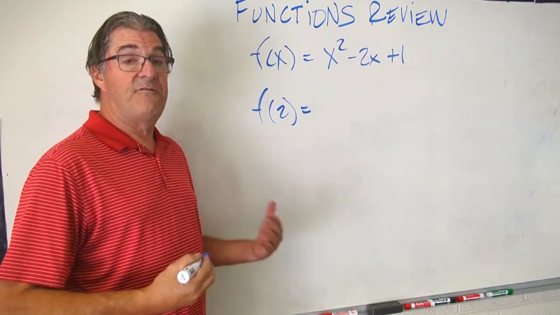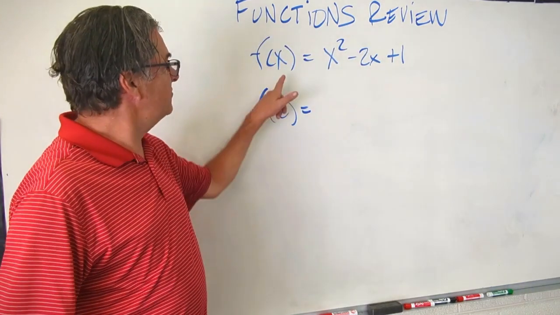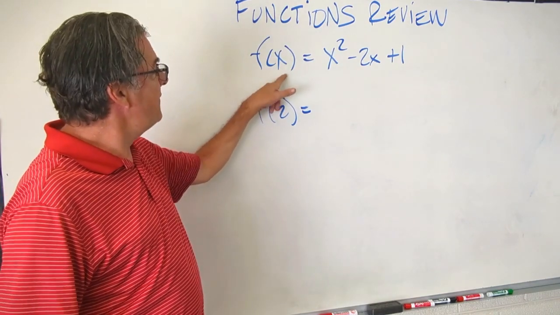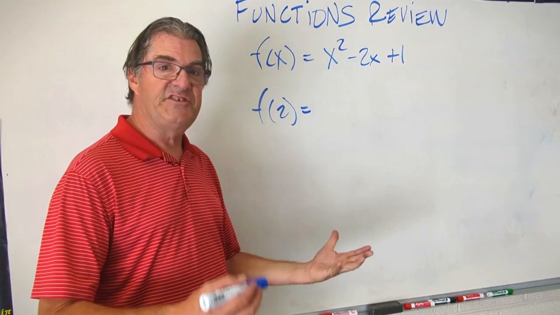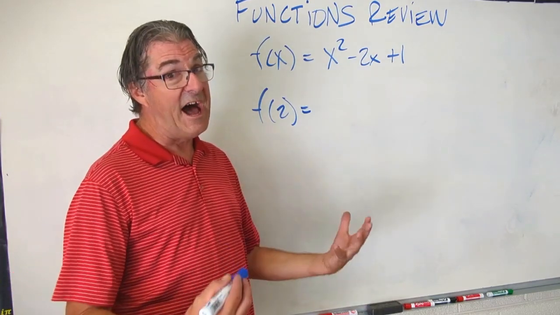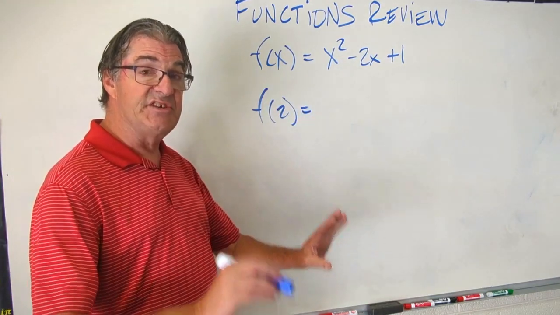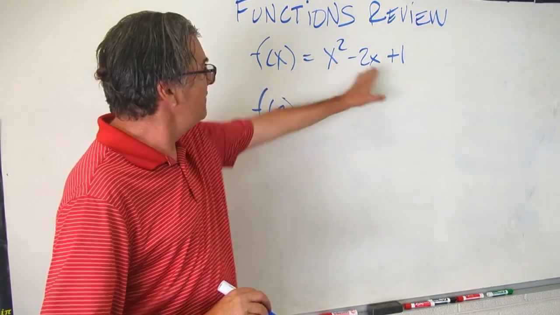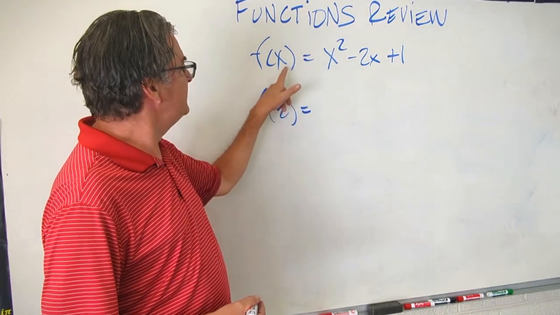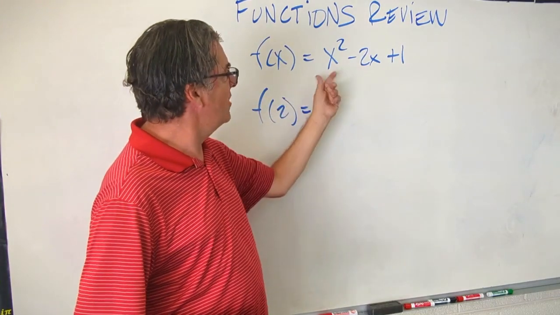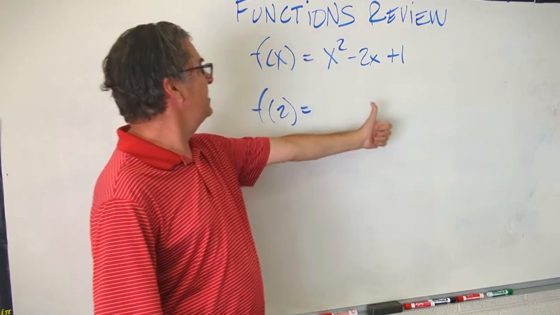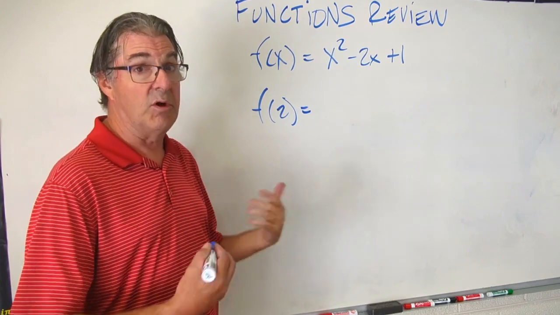All right, we also covered function notation. And that's shown here where we have f of x equals x squared minus 2x plus 1. F of x is just fancy speak for y, but it stresses the function nature of this function. So what it means is that y, or f of x, is a function of x. So whatever x is in here, that's going to determine what f of x is, or what y is.